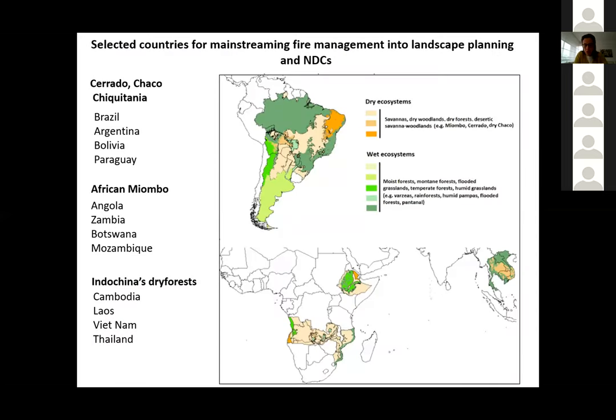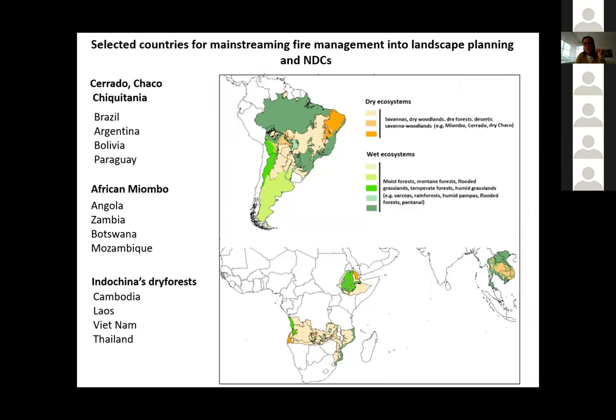Therefore, as a continuation of our research, what we did was to select countries that were holding these dry ecosystems, as you can see here, for Latin America. We focused on Cerrado, Chaco, Chiquitania, so Brazil, Argentina, Bolivia, and Paraguay. And then for Africa, we focused on Western and Eastern Miombo, Angola, Zambia, Botswana, Mozambique, and then for Indochina's dry forests, we focused on Cambodia, Laos, Vietnam, and Thailand.